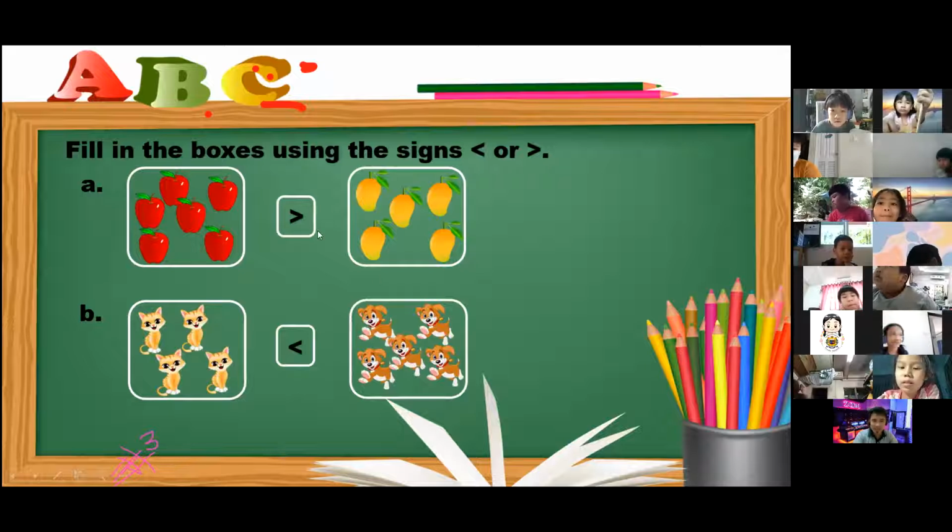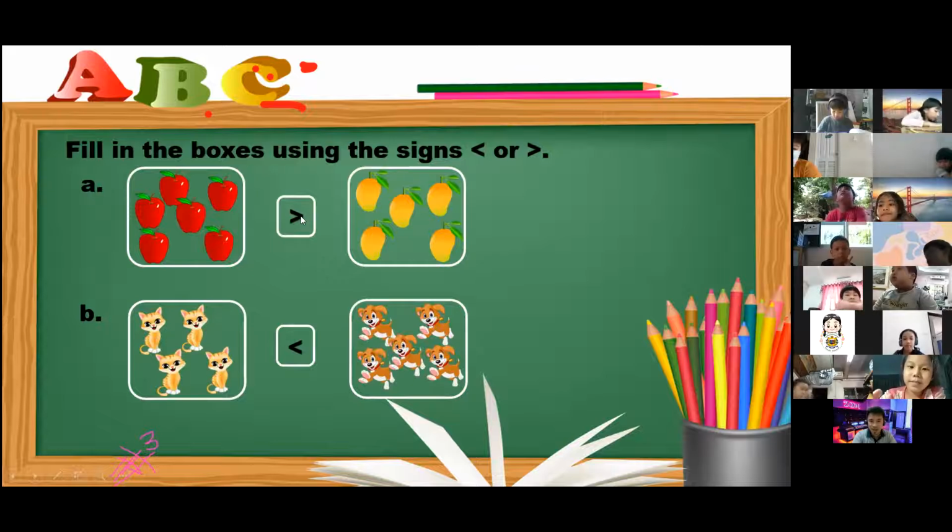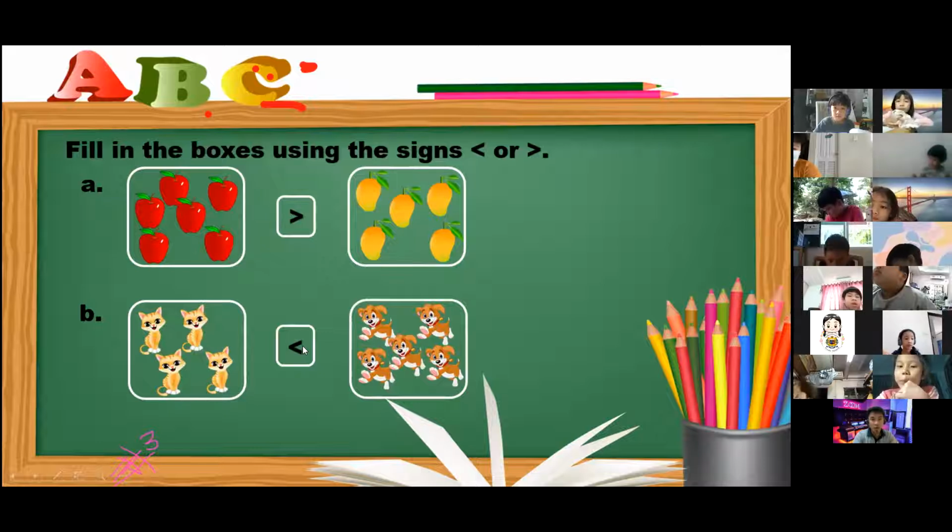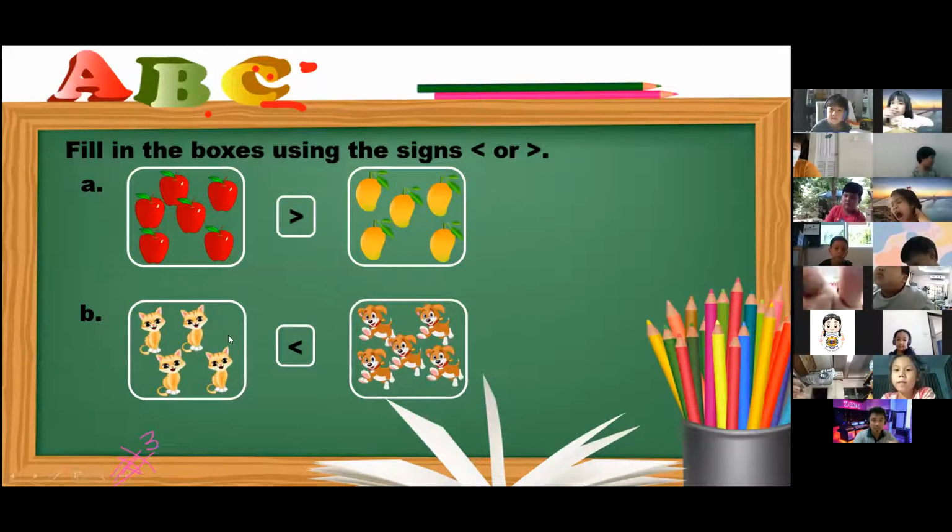Okay, so this is how to use the signs. If the number here is greater than, we use this sign, and if the number here is smaller than, we will use this sign. Smaller than or less than, greater than or more than. I hope you get this one. Sometimes I use the word more than or greater than, and sometimes I use less than or smaller than or fewer than.